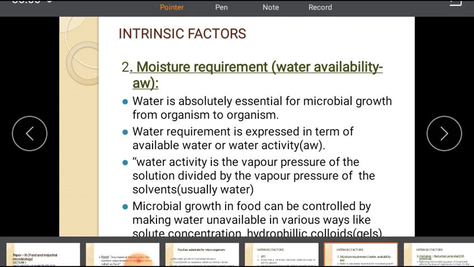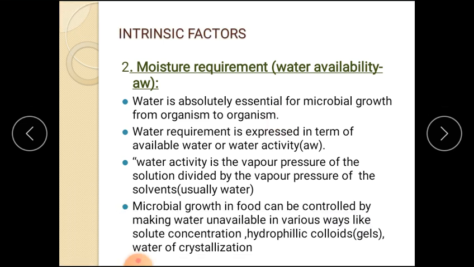Now, if the water availability is more, it means the moisture content in the food is also more, and it will support the growth of organisms. So microbial growth in the food can be controlled by making water unavailable in various ways like solute concentration, hydrophilic colloids and water crystallization. Now as we said, if water activity is more, that is, moisture requirement is more.